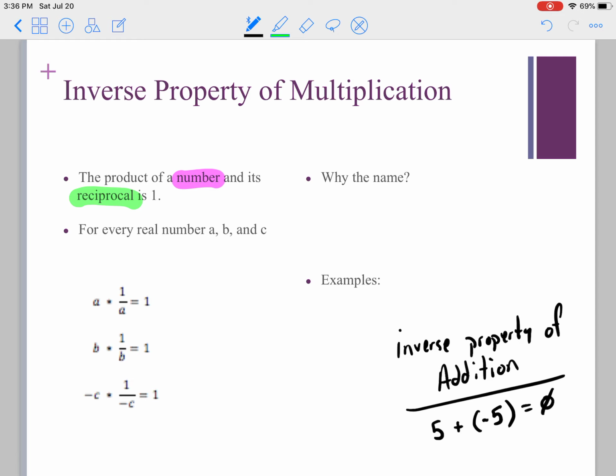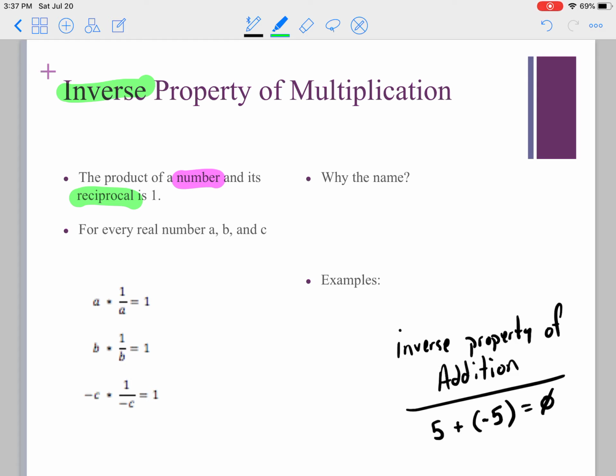Okay? Remember we talked about how inverse was similar to the word opposite, and so you take a number, you add it to its opposite, and you get 0. That is the inverse property of addition. Please do not confuse it with the inverse property of multiplication. Okay? And so why the name? The name again is talking about using this word inverse and how the reciprocal is connected to the word inverse.